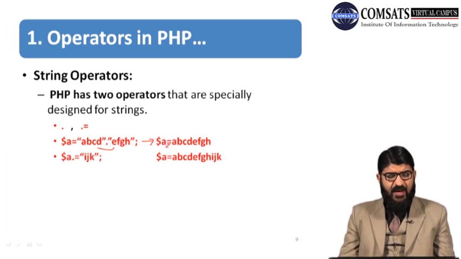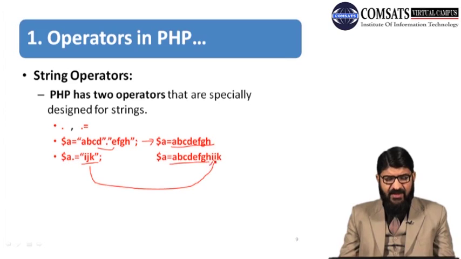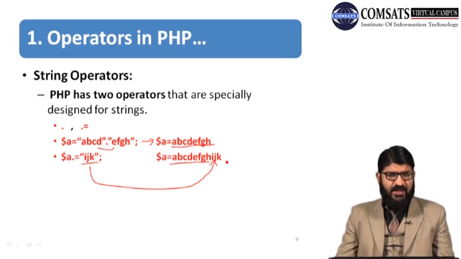Here the variable a will get the concatenation of the strings in this way: a, b, c, d, e, f, g, h. Now the variable a contains these values. So now if you write $a dot equals ijk, what is it going to do? These are the previous values that are already mentioned over here, and this ijk value is now appended to the previous variable. So now it will appear as a, b, c, d, e, f, g, h, i, j, k consecutively.